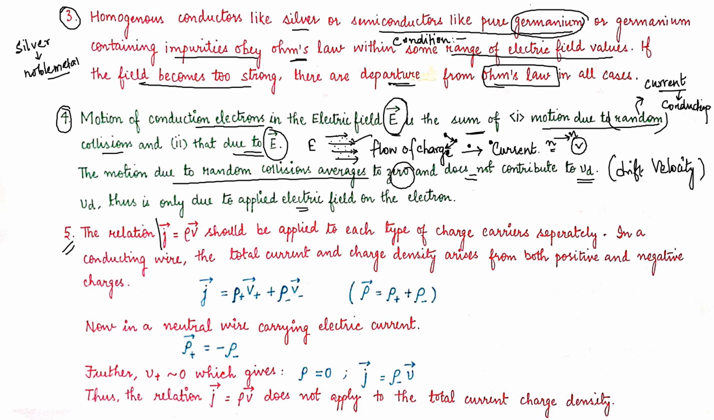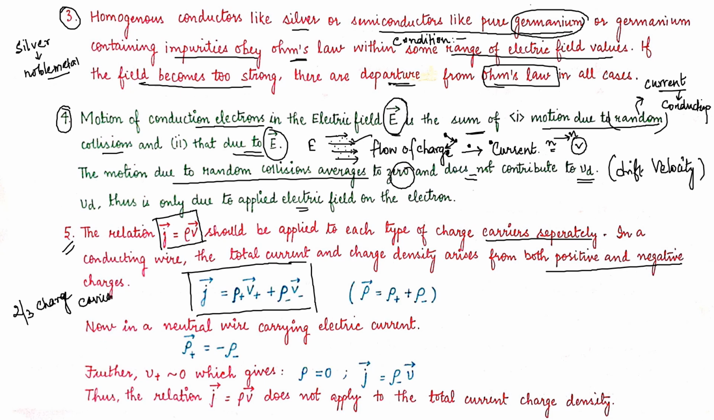The relation J equals rho V should be applied to each type of charge carrier separately. In a conducting wire, the total current and charge density arise from both positive and negative charges. If we have 2 or 3 charge carriers, the formula J equals rho V should be applied separately to each. Why so? Because in a conducting wire, the conduction is due to both positive and negative charges.